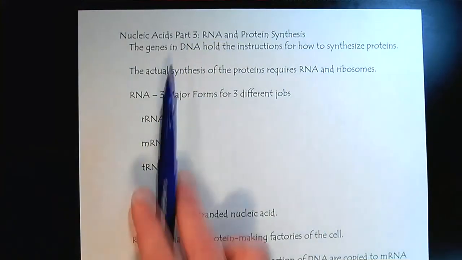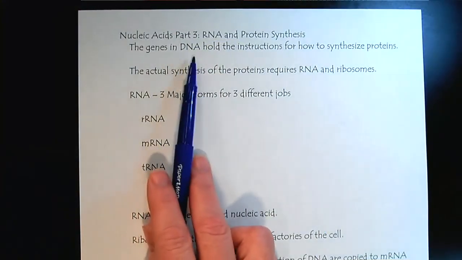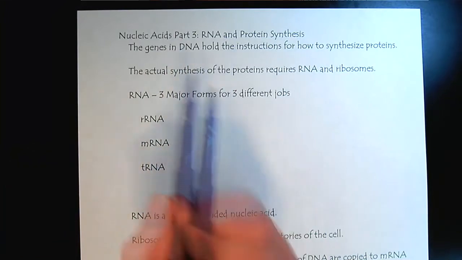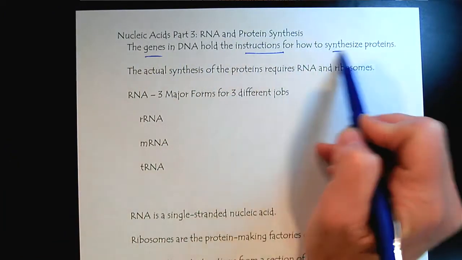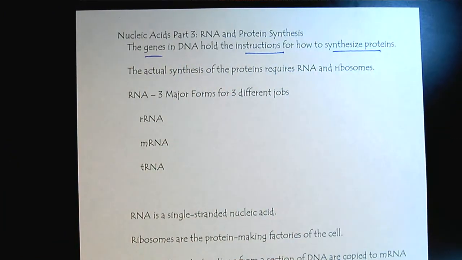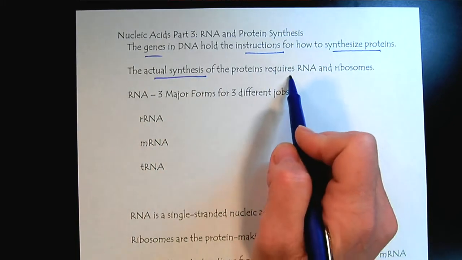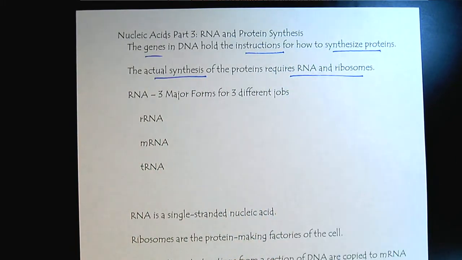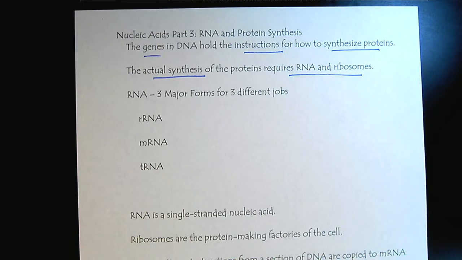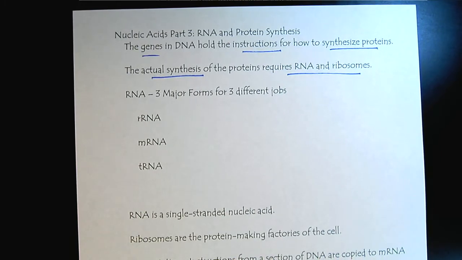Let's get started. All right, so we remember that DNA has the genes that hold the instructions for how to synthesize the proteins, right? But the actual synthesis occurs with RNA and ribosomes. So it turns out that there are 3 major forms, and they each have different jobs. Their names are very helpful though, right?